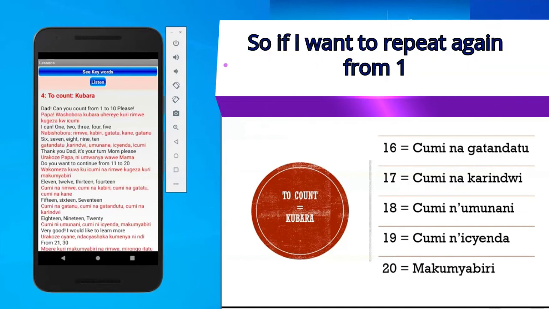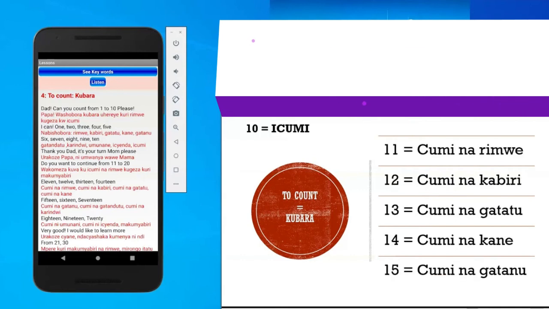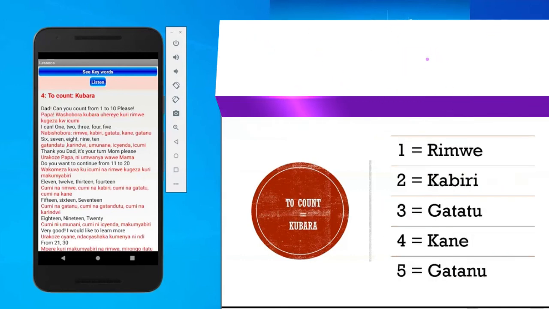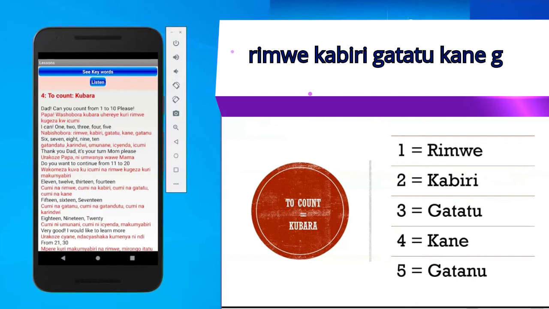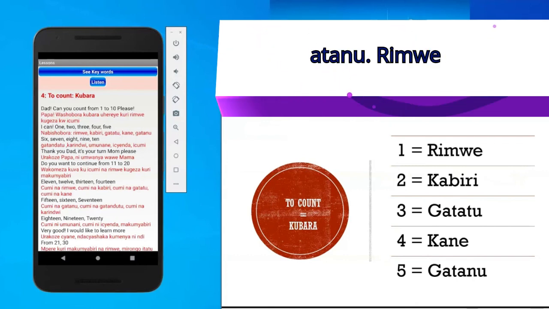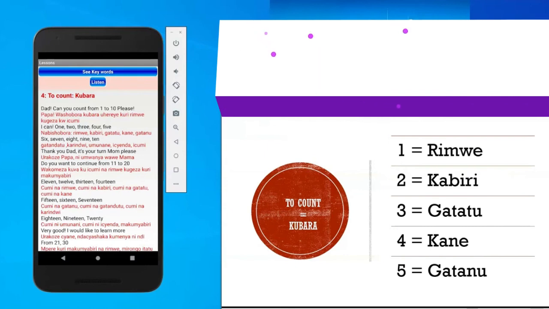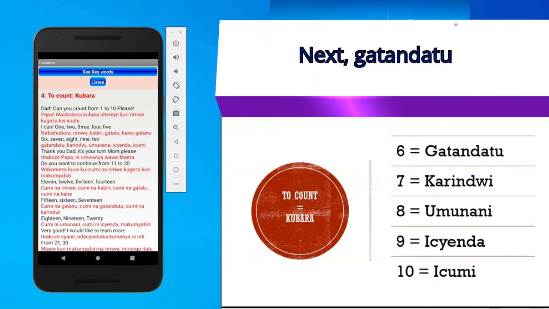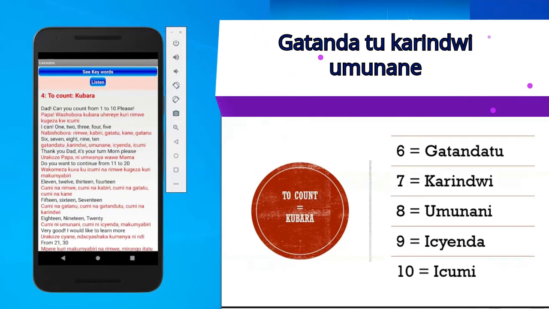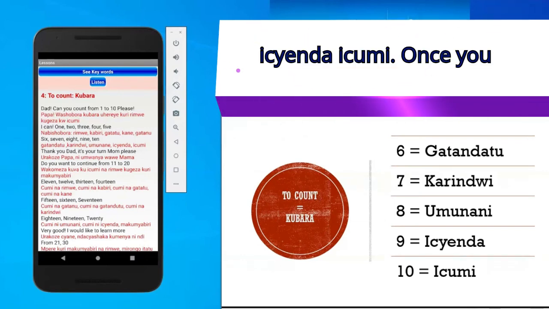So if I want to repeat again from 1 to 10, I say rimwe, kabiri, gatatu, kane, gatanu. Next, gatandatu, karindwi, umunani, icyenda, icumi.